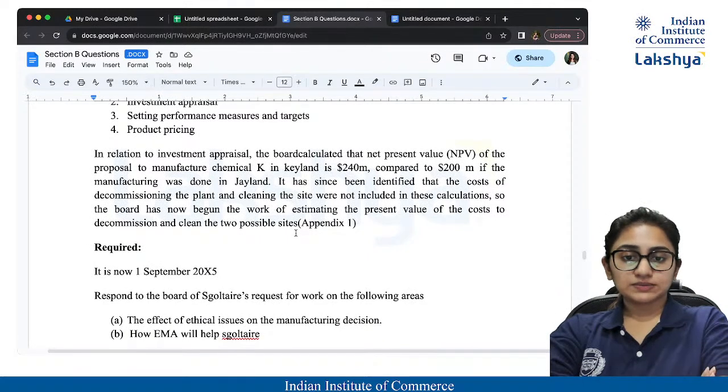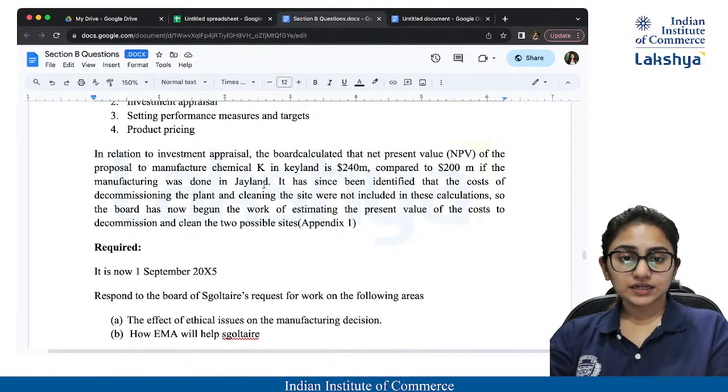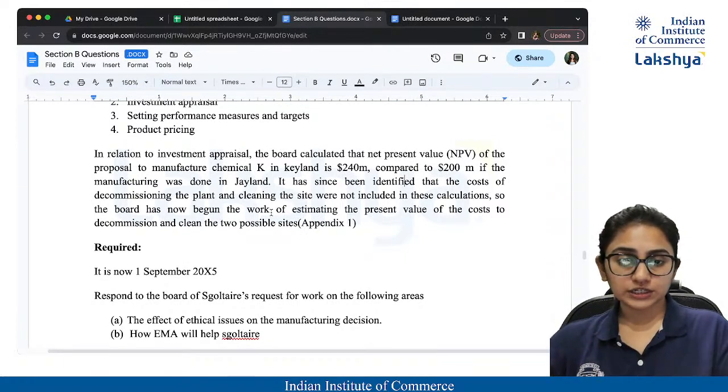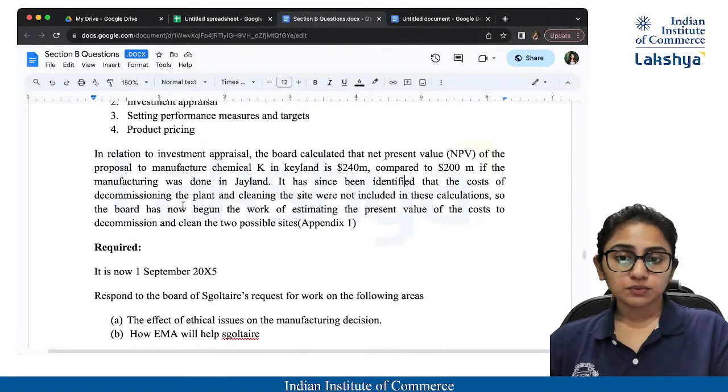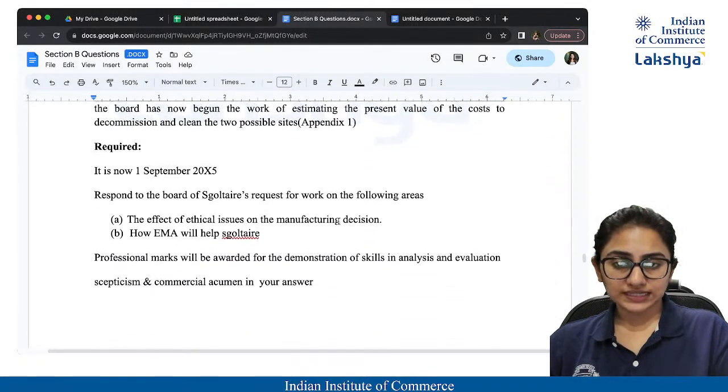In relation to investment appraisal, the board calculated that the net present value of the proposal to manufacture chemical K in K-land is $240 million compared to $200 million if the manufacturing was done in J-land. It has since been identified that the cost of decommissioning the plant and cleaning the site were not included in these calculations. So the board has now begun the work of estimating the present value of the cost of decommissioning and cleaning the 2 possible sites.